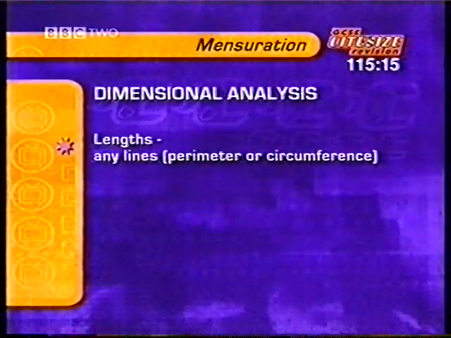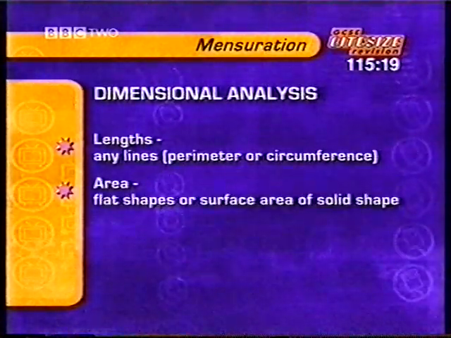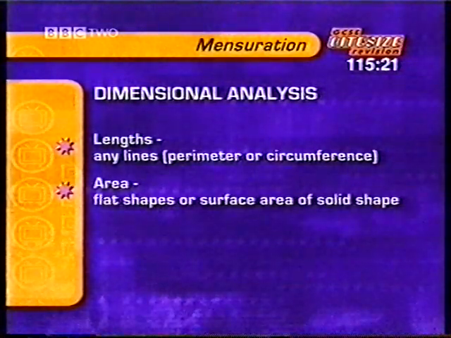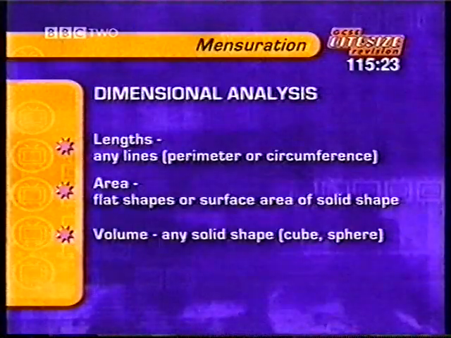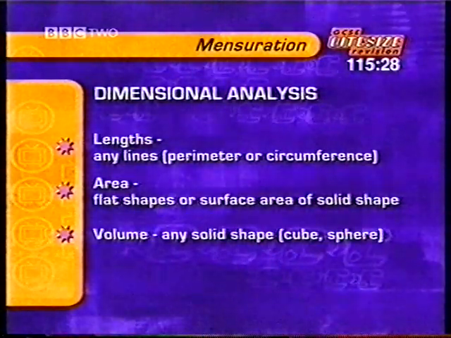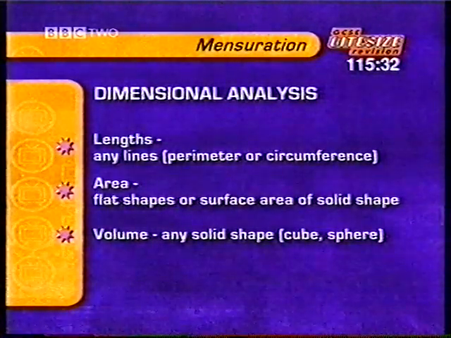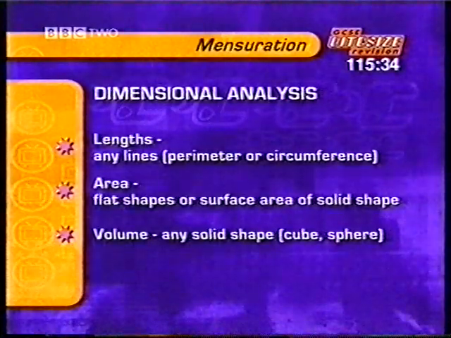Now, some of these formulae show the lengths of lines, such as the perimeter and the circumference. Some show areas, like the area of a triangle, and some show a volume, like the volume of a sphere. In fact, just by looking at a formula, it's possible to work out if it's a length, an area, or a volume. This is called dimensional analysis.